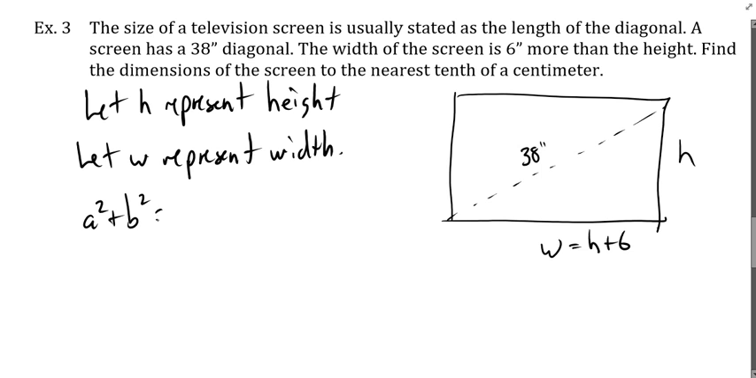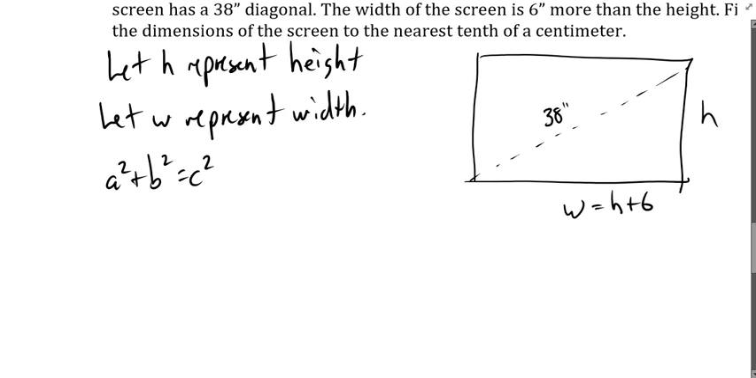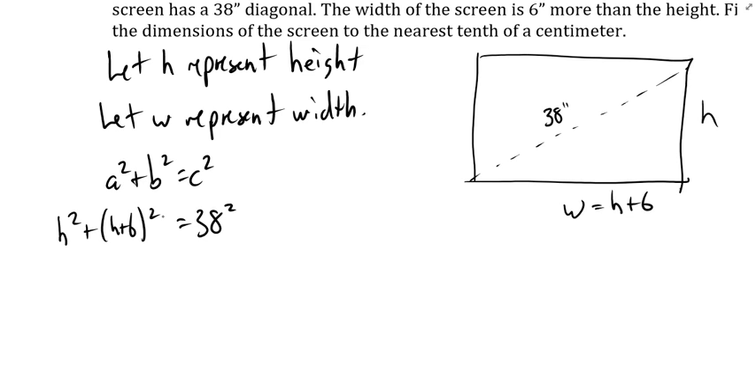Maybe that's why I kept saying Pythagorean theorem. Okay, so what is the C squared? That's the 38 squared. And A squared and B squared are just the height and the width. It doesn't matter which one's which. So h squared plus (h plus 6) all squared. We good with that? Expand, simplify, move everything to one side.